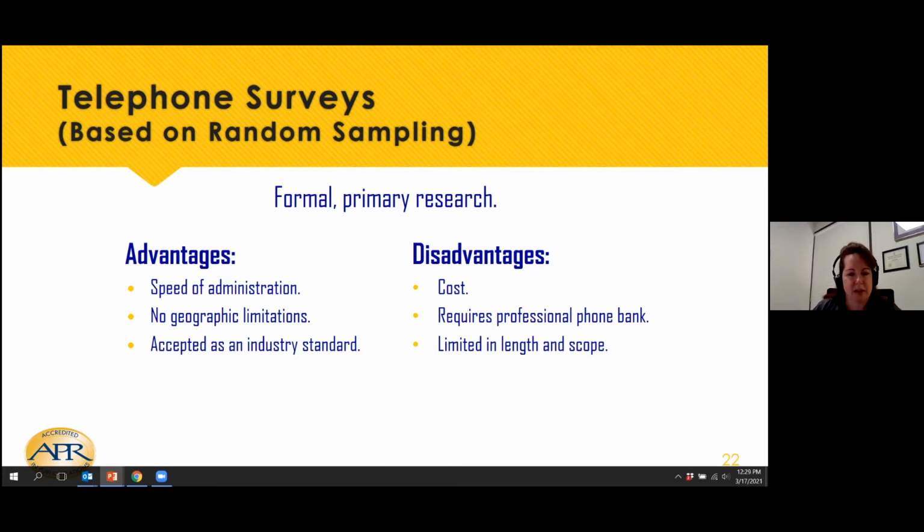It's also limited in length and scope, and Jay gave his example of the telephone surveys that they did at Florida Tech. Those calls can take some time if you're having a conversation about the basketball team or the computer science program. Those can be some of the disadvantages, but they were obviously able to gain some really good information from their phone surveys and made some changes to their program as a result.